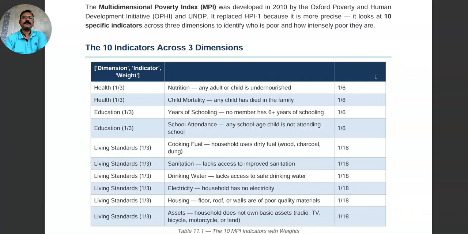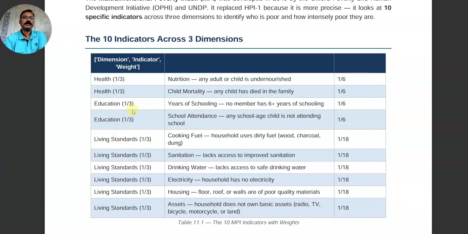The MPI is based on mainly 3 dimensions. This table shows 3 columns. First column is dimension, second column is indicators, and third column is weight. First we need to distribute the weight. The dimensions are 3: health, education, and standard of living. All the 3 dimensions are given equal weight, that is one third, one third, one third: one third for health, one third for education, and one third for standard of living.